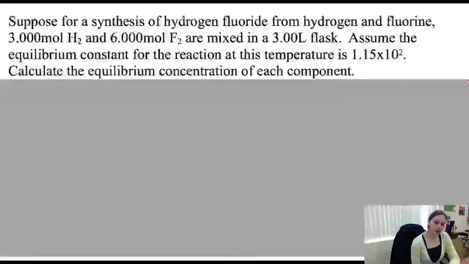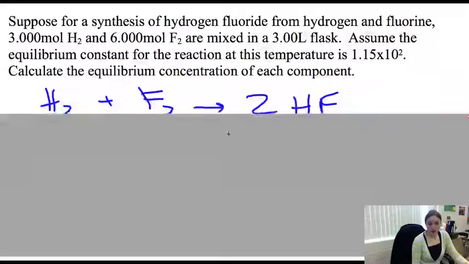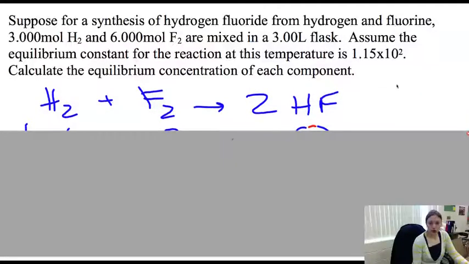Okay, so let's look at a typical problem here. We have a synthesis of hydrogen fluoride from hydrogen and fluorine. I have 3 moles of H2, 6 moles of F2, and a 3 liter flask. Assume your constant for the reaction is 115, and we're going to calculate the equilibrium concentration for each component. And we actually looked at this exact same reaction earlier, okay? So I have my H2 plus F2 yields 2HF.